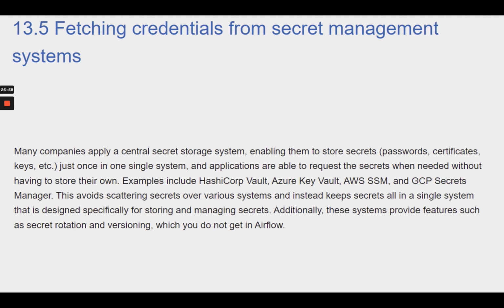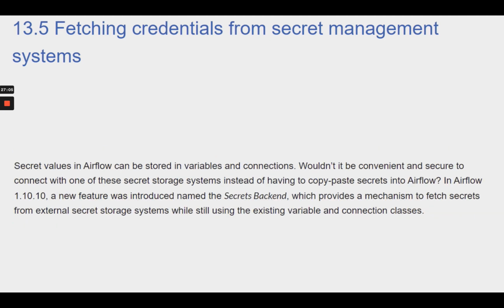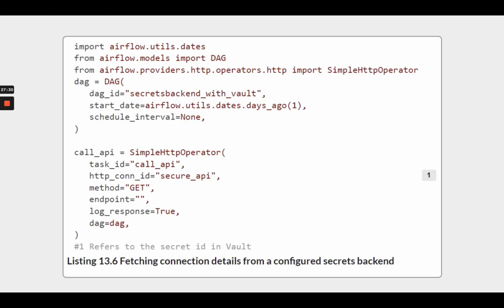Additionally, these systems provide features such as secret rotation and versioning, which you do not get in Airflow. Secret values in Airflow can be stored in variables and connections. Wouldn't it be convenient and secure to connect with one of these secret storage systems instead of having to copy-paste secrets into Airflow? In Airflow 1.10.10, a new feature was introduced named Secrets Backend, which provides a mechanism to fetch secrets from external secret storage systems while still using the existing variable and connection classes.